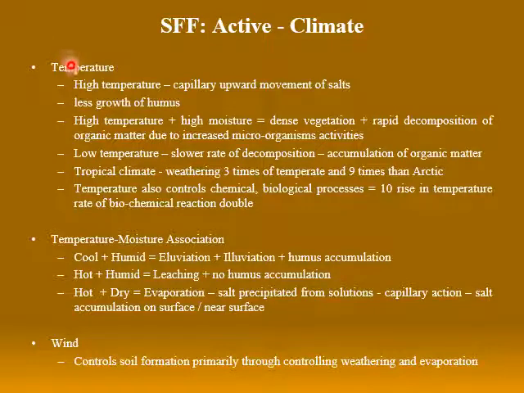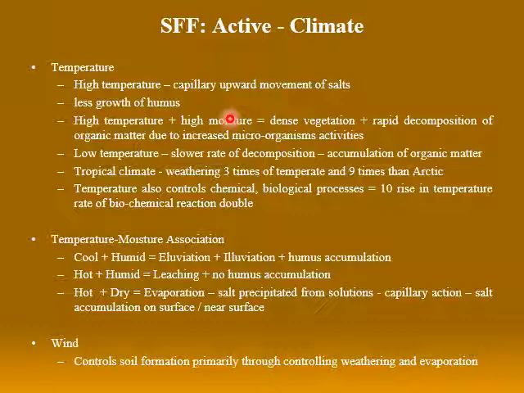Another parameter in climate is temperature. Temperature controls the upward or capillary movement of water. Like we discussed in soil forming processes, capillary movement of water due to high temperature leads to upward movement of the salts, which are also translocated towards the upper layers. This leads to many things. Firstly, if there is high temperature coupled with high moisture, then the vegetation being dense, the organic matter decomposition is at a very high rate, and thus microbial activity is also greatly increased.